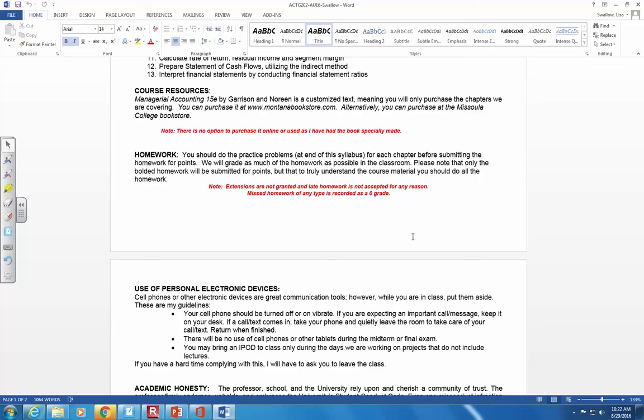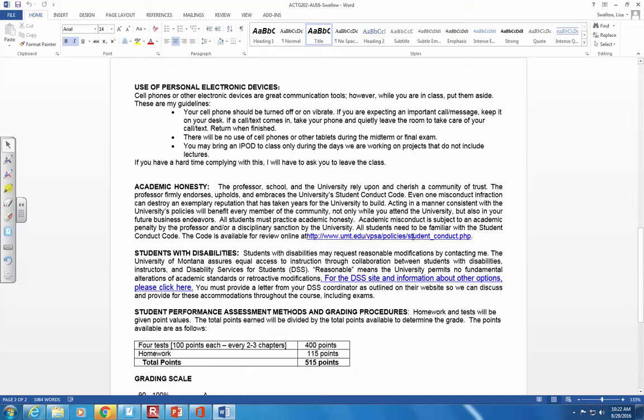On the use of personal electronic devices, let's just say put them away for 50 minutes. It's my personal pet peeve. Academic honesty: obviously you need to comply with the student conduct code. I've got a link here. It says things like, don't cheat, do your own work, have high ethical and moral standards, and so on.